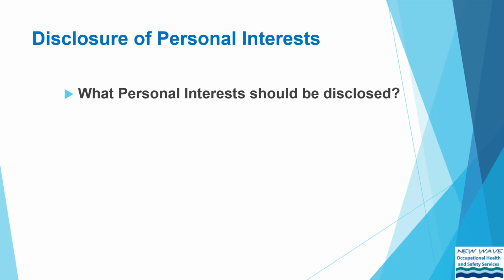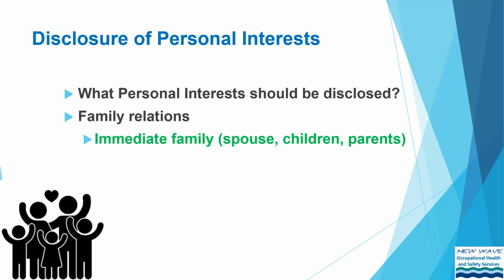Notice that the last list were all financial interests. What about personal interests? What personal interests do you think should be disclosed? Well, one major category is family, especially your immediate family, spouse, children, parents. What if your children have grown up and moved away? They're no longer dependent on you. Do you still need to disclose them?